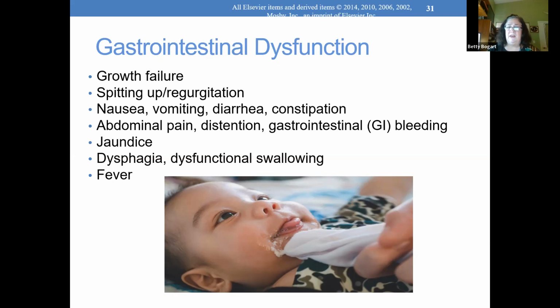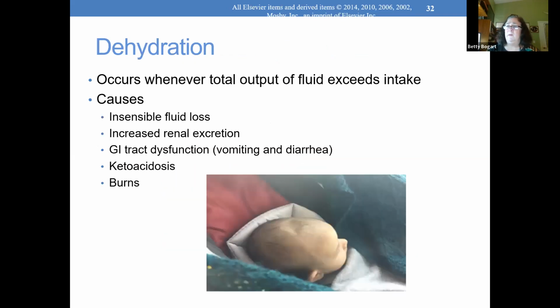I want to prevent that dehydration. So here we go. Dehydration. What is it? Well, it's when you don't get enough fluid or you're losing it through some other way. Insensible losses, fevers. All of a sudden you're urinating a lot. That could cause it. Or vomiting, diarrhea.